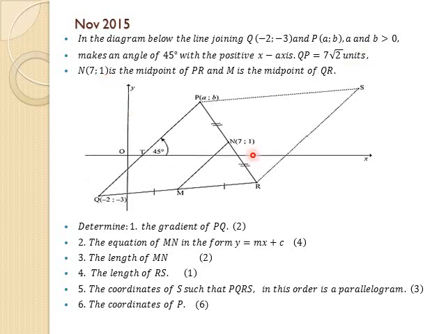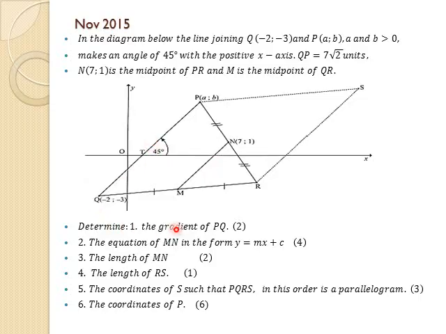N(7; 1) is the midpoint of PR, so it cuts PR into 2 equal halves, and M is the midpoint of QR. So we're looking at the midpoint theorem, meaning if those two are equal and these two are equal, then this line must be parallel to that line.